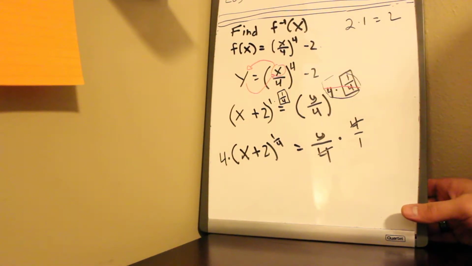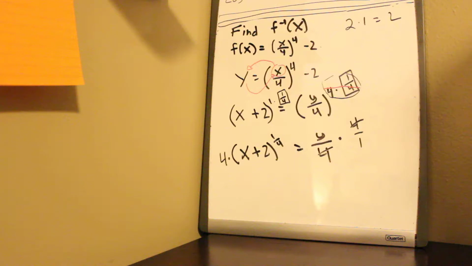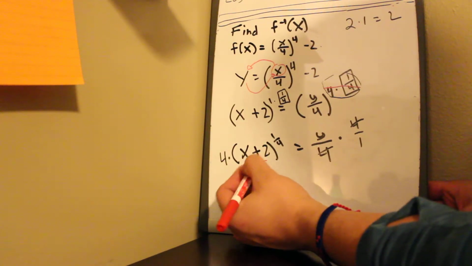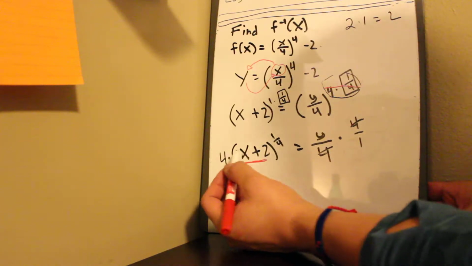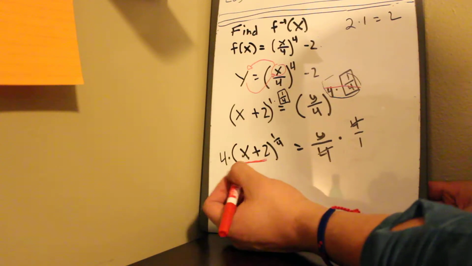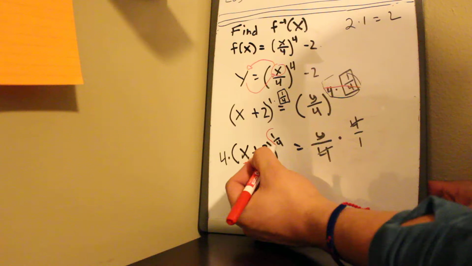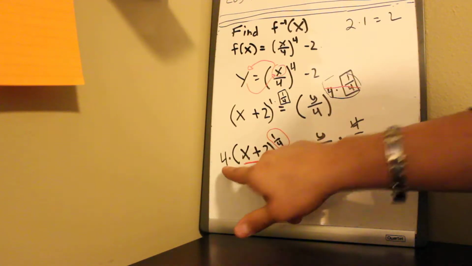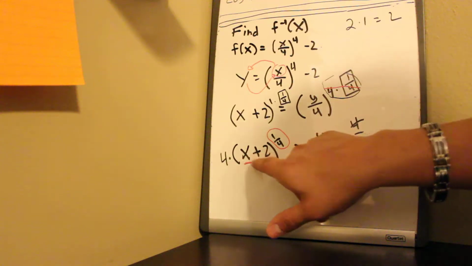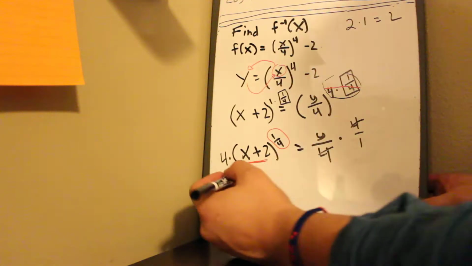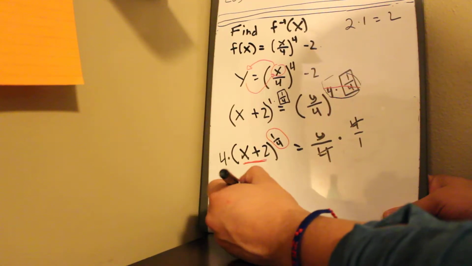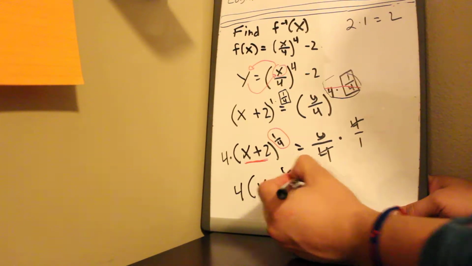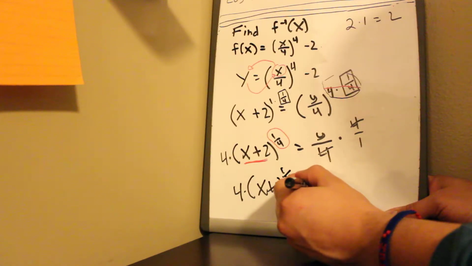Now keep in mind, this is extremely important, that you cannot multiply 4 inside here. The reason why is because this x plus 2 is bounded by the parentheses because it has an exponent on it. So that multiplied by 4 has to go on the outside. It cannot go inside of the parentheses. So now finally we get 4 times (x plus 2) raised to the 1/4 equals y.